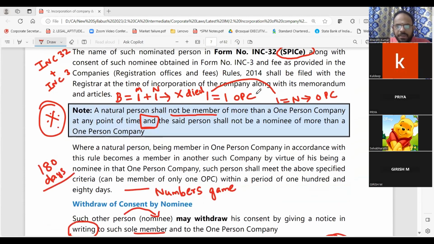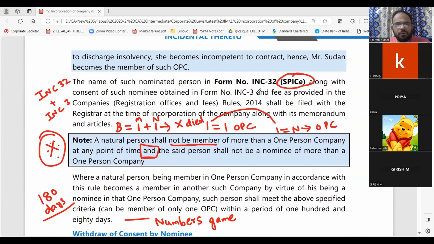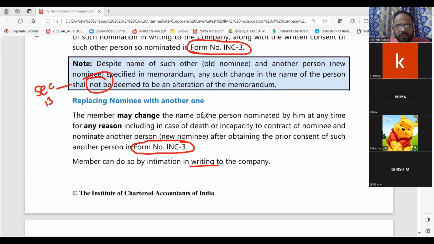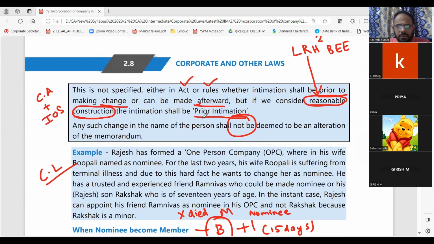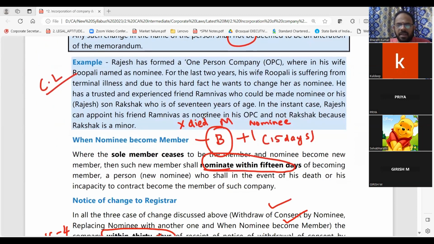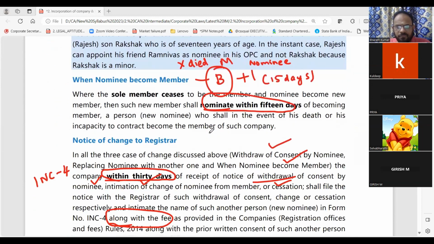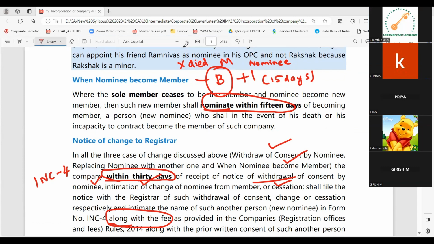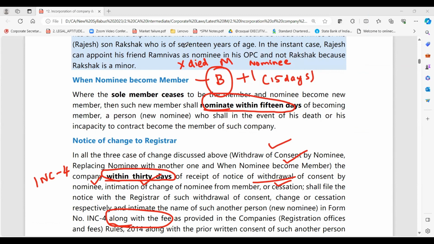Till what you have done, I don't know if you wrote this. Have you written this, guys? INC 3, yes, this you wrote. 15 days you wrote. Nominee becoming a member, from this you write. Once you finish writing, anyone can tell me, sir, I have completed. I will scroll down. Okay. Let it be in the recording. It will continue.